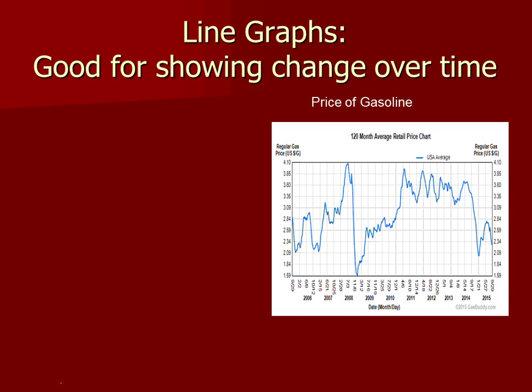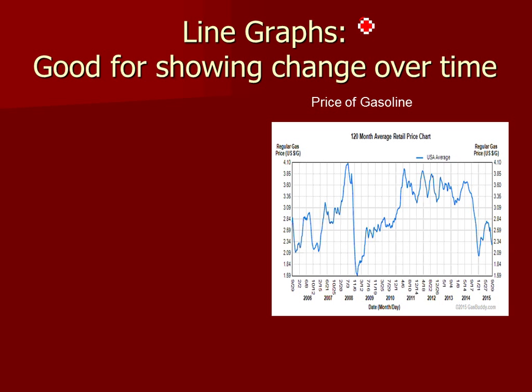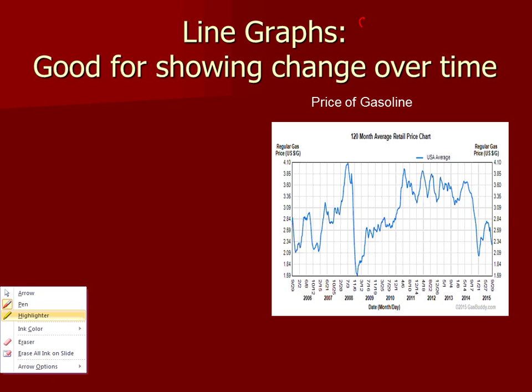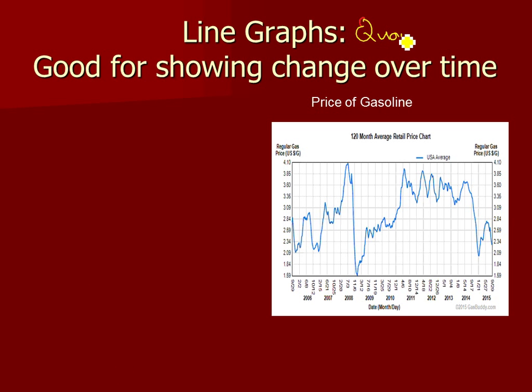Okay. Now, line graphs. Line graphs typically are used for quantitative data. Let me use yellow. Line graphs are good for quantitative data. They help us show change over time. I pulled up this chart of average retail prices of gasoline over the last 12 years.